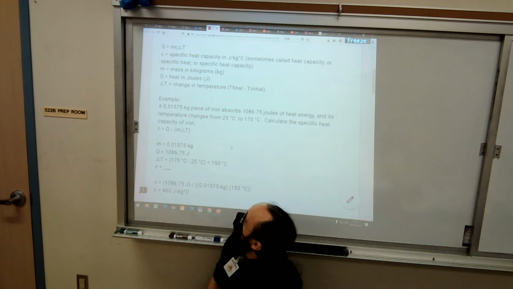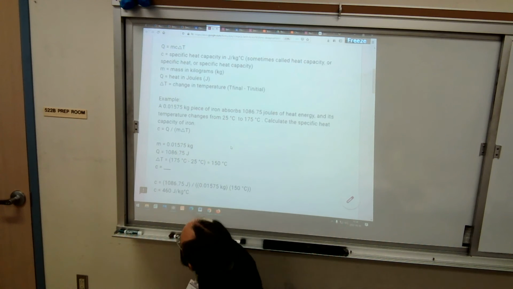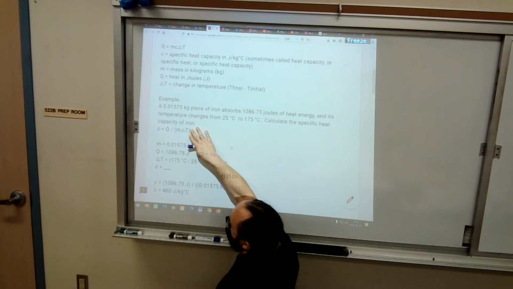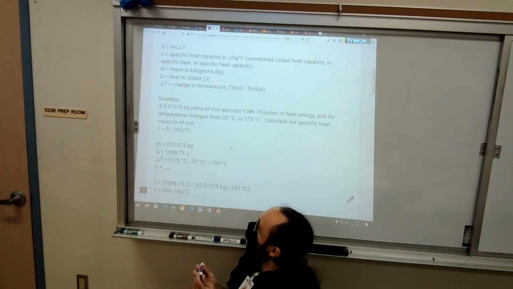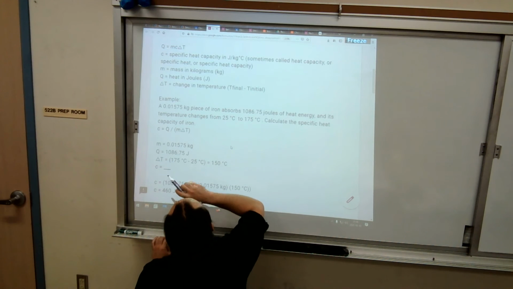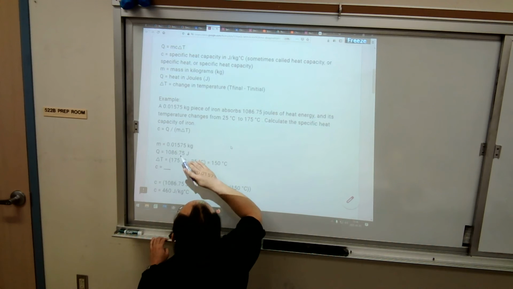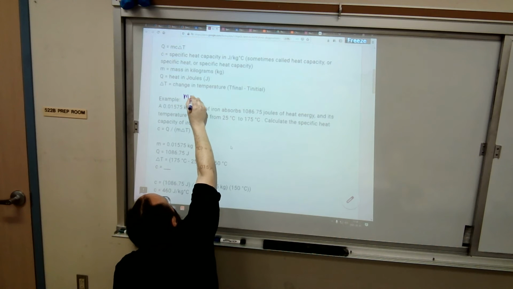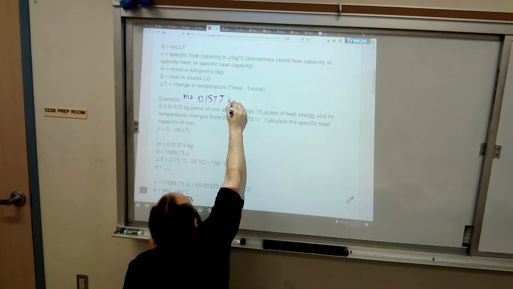So, let me do an example here. It does give you a bunch of different formulas so that you don't have to do algebra, I think. But I like doing algebra, so I'm going to do algebra with this one instead of using this formula. If you wanted to find specific heat, you can just do Q divided by M times delta T. But I'm going to list out my stuff and do it the way I usually do it. So the mass is this many kilograms.